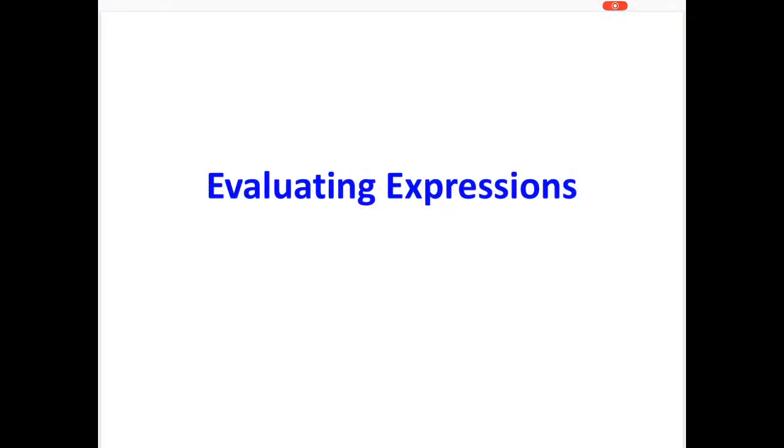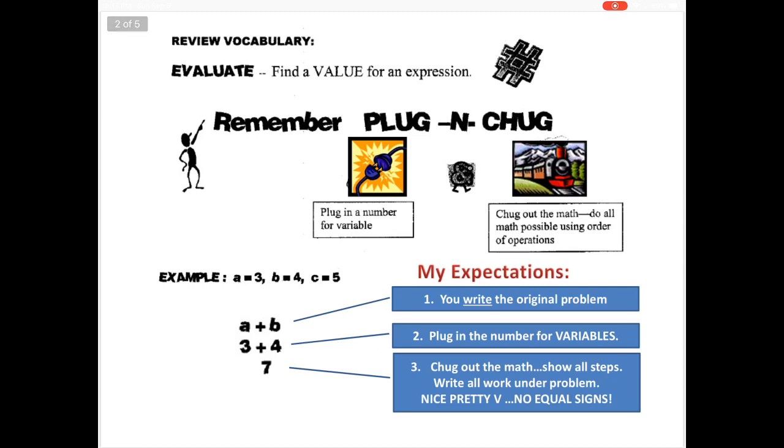Okay, so we are talking evaluating expressions. The key for evaluating expressions is going to be on the next slide. However, before we get there, the word evaluate in math typically means plug in and simplify. So let's take a look. So evaluate, to find the value of an expression.